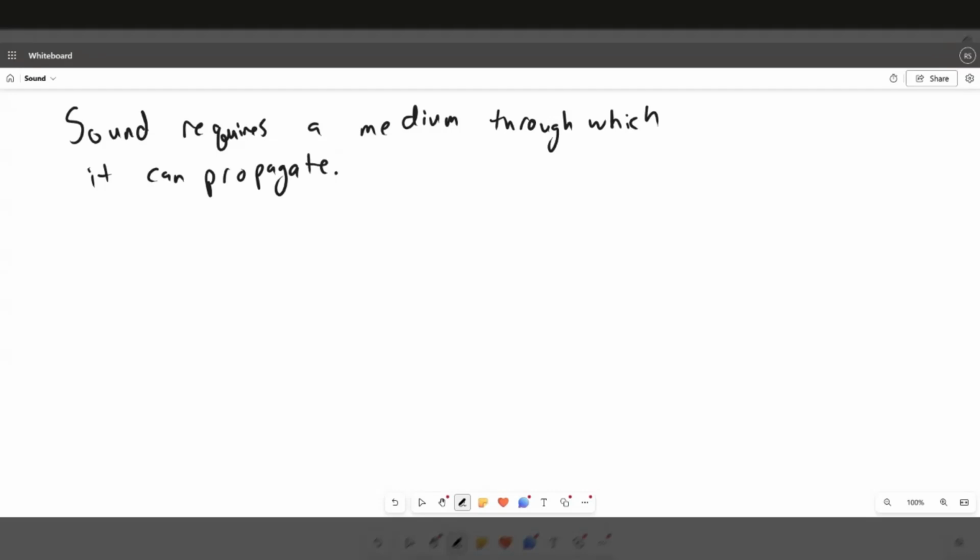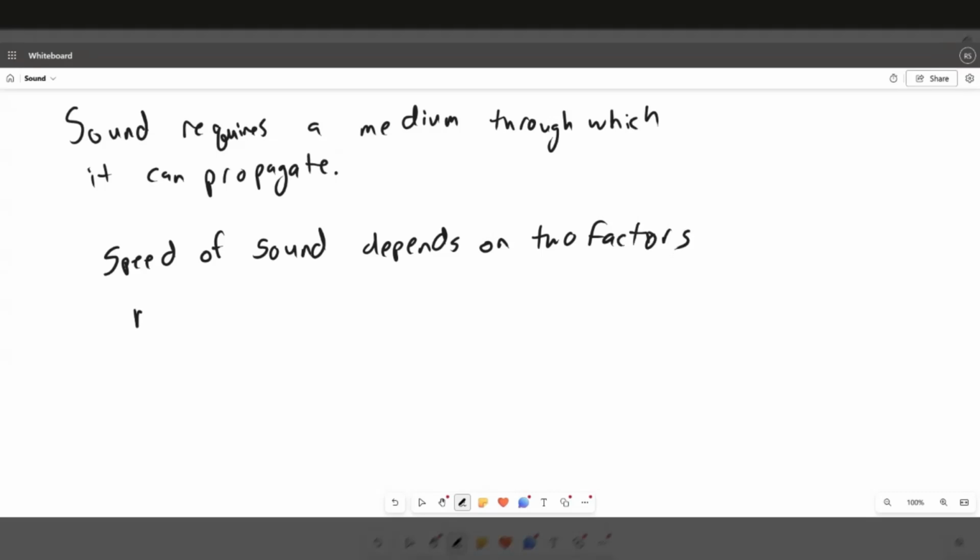But it turns out that sound is able to propagate through things other than just air. So the speed of sound, so how fast that sound wave is able to propagate, will depend on two main factors. The first being the medium of travel. So, for example, the speed of sound in air is different than the speed of sound through water. And the other thing that the speed of sound will depend on is the temperature of the medium.